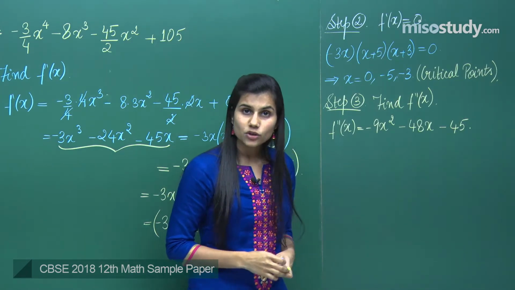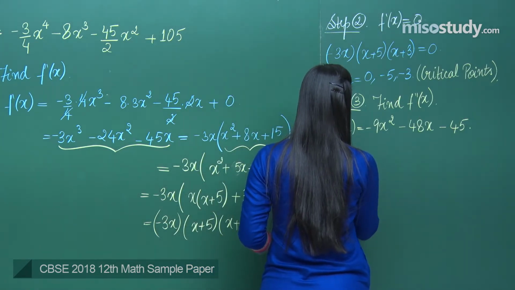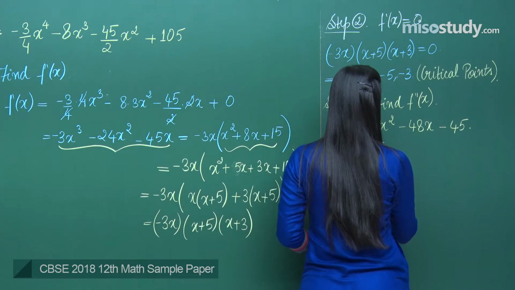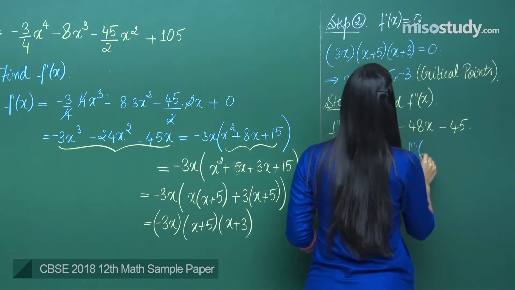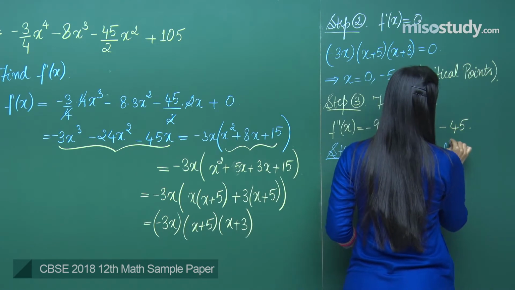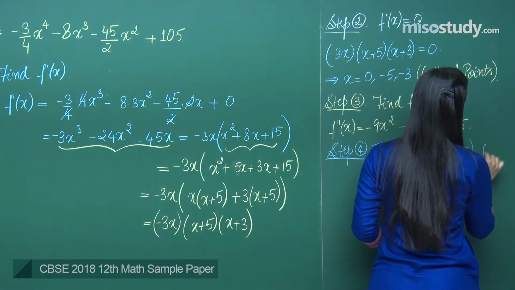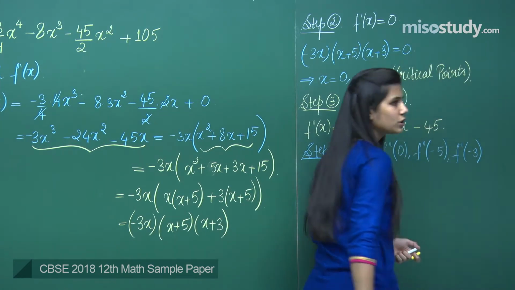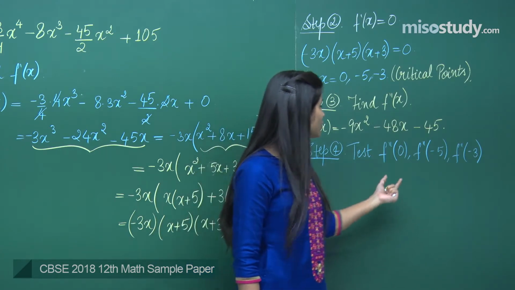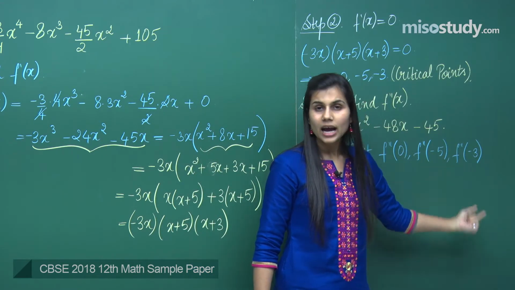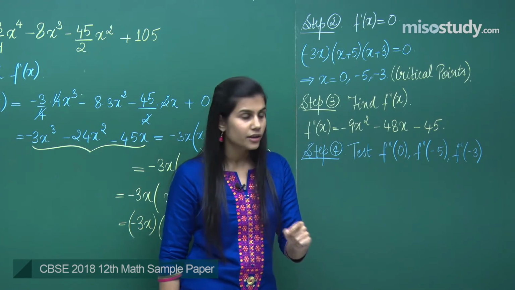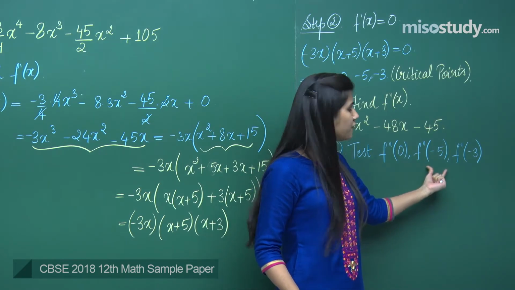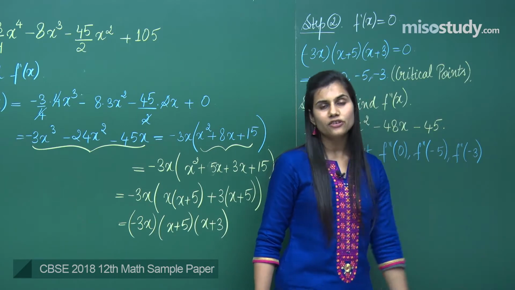Now after step number 3 is also accomplished, what is the step 4? Step 4 says test f double dash 0, f double dash minus 5 and f double dash minus 3. What do I mean by test? By means of test these 3 values, I am trying to say that give me the answer whether f double dash 0 is strictly greater than 0 or strictly less than 0. Similarly for f double dash minus 5, similarly for f double dash minus 3.